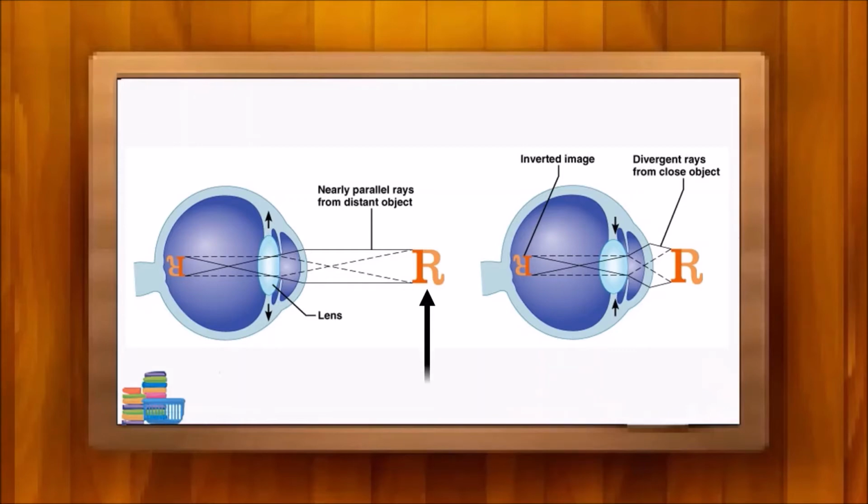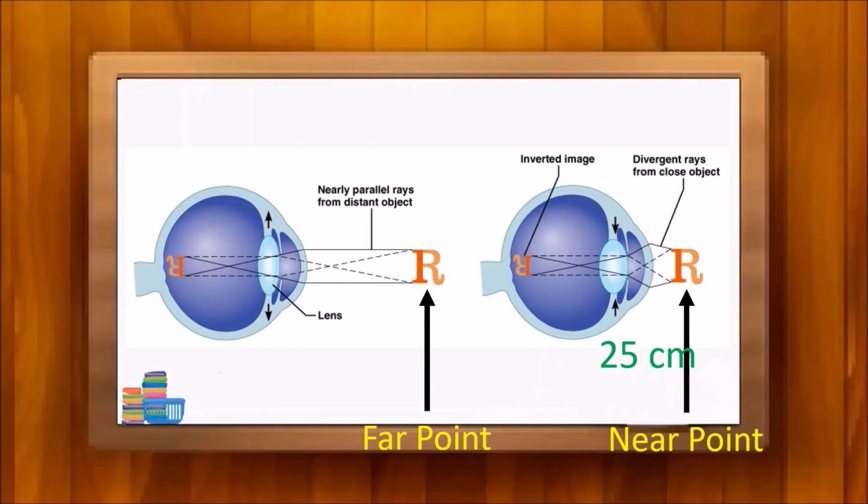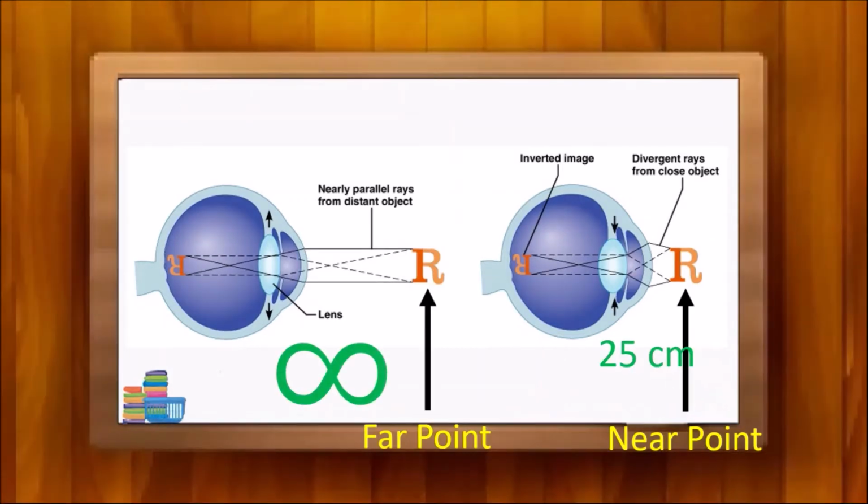The most distant point we can clearly see when we've loosened the eye muscles is called the far point. The closest point we can clearly see when we've contracted the eye muscles as much as possible is called the near point. These near point and far point differ from one eye to another. The usual near point of a healthy person is 25 centimeters. In calculations related to optics, we use infinity as the far point of a healthy person.